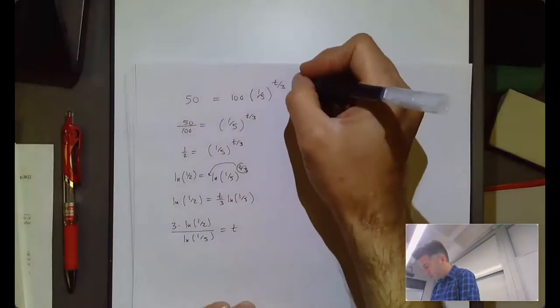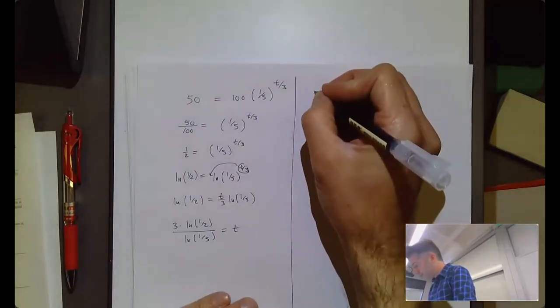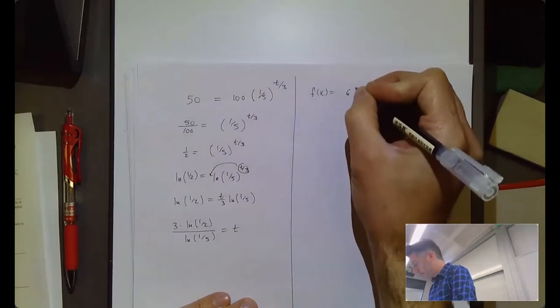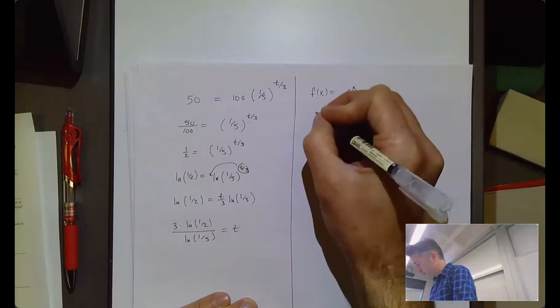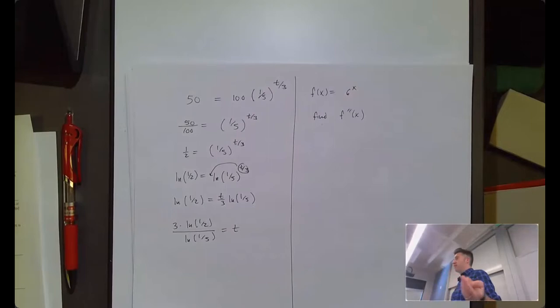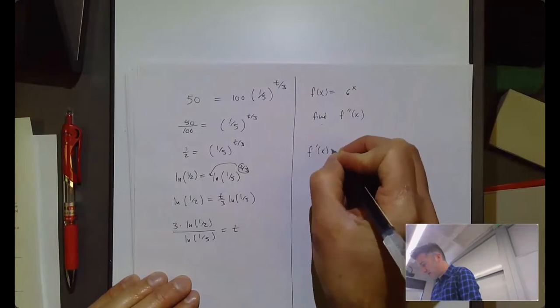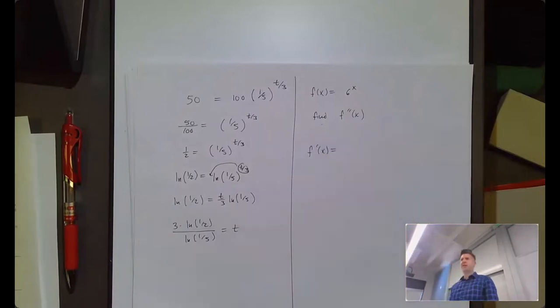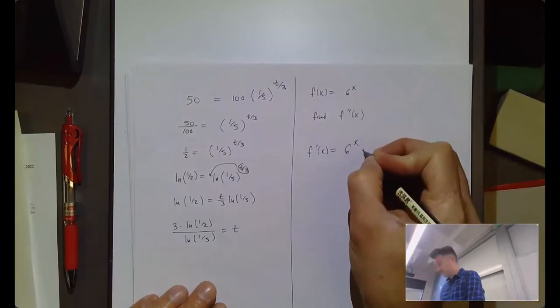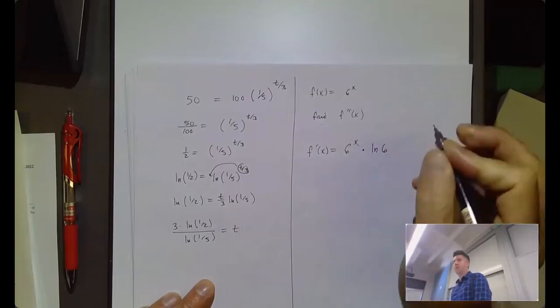But there was one other thing I wanted to mention just before we keep going here. Let's say I had f of x equal to 6 to the x, and I want to find the second derivative. Whenever we're finding a second derivative, you have to first find the first derivative. I know it's been a little while since we've seen each other. What's the derivative of 6 to the x? It's 6 to the x times the natural log of 6.